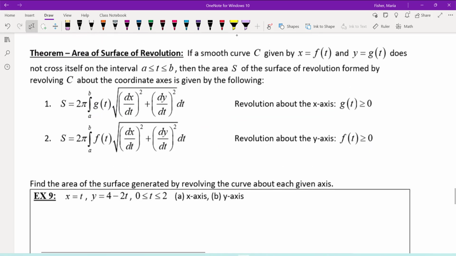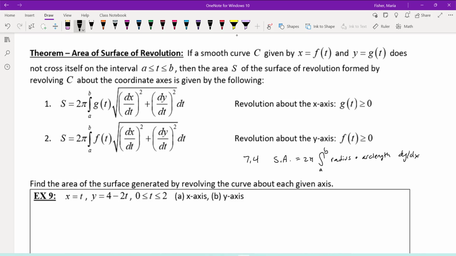Let's look at the last thing in this section, area of the surface of revolution. In section 7.4, we learned that surface area was equal to 2 pi times the integral from A to B of the radius times the arc length, because it was the square root of 1 plus derivative squared. So it was radius times the arc length, and either dy or dx depending on the variable that was given. Well, it's no different here with parametric equations.